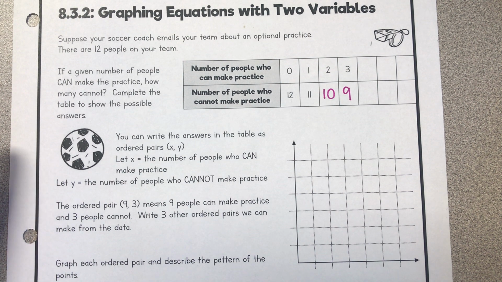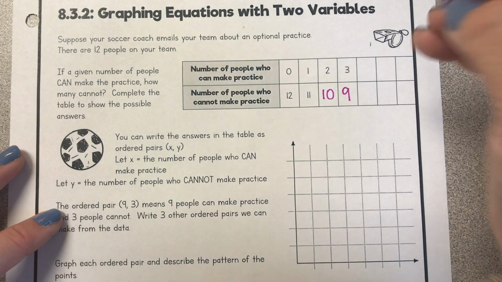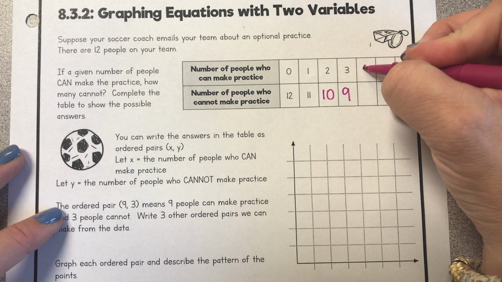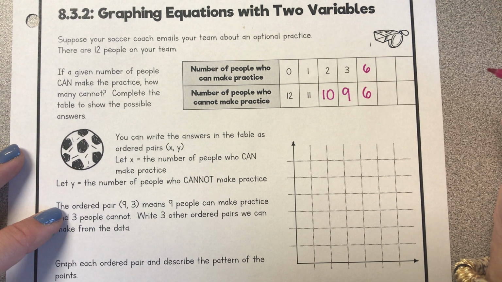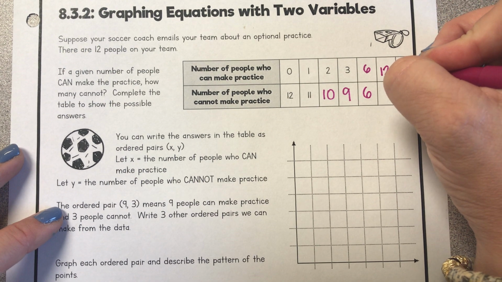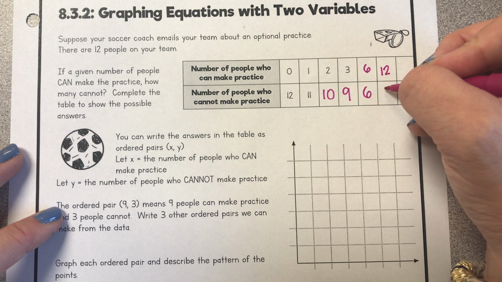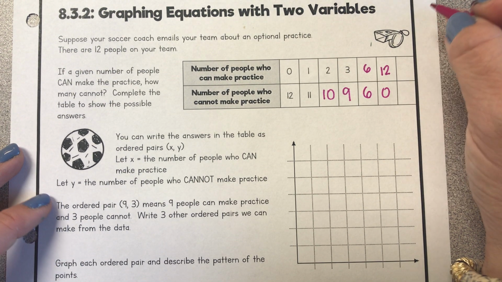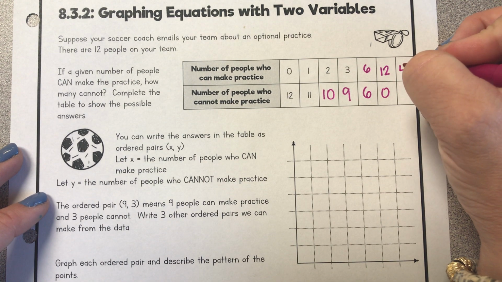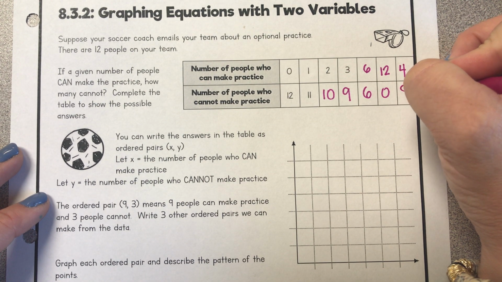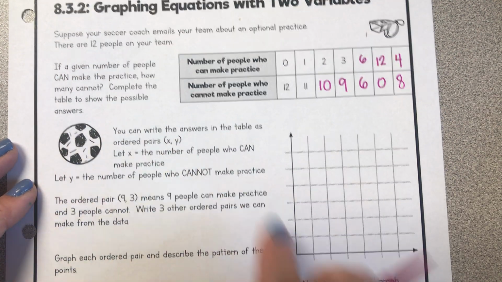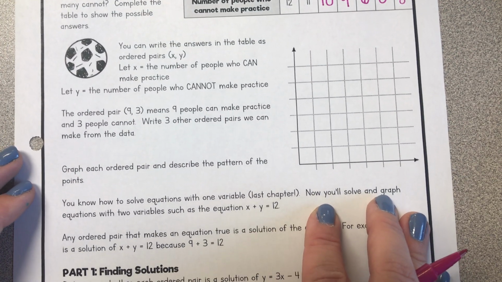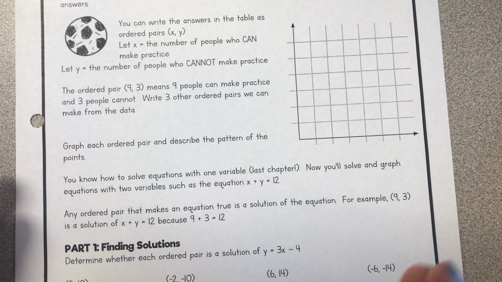Okay, there's not enough spaces to show all the possible combinations, so let's just pick some. What if 6 people can make it to practice? 6 people cannot. What if 12 people can make it to practice? 0 could not. Okay, what if 4 people can make it to practice? Then 8 cannot.